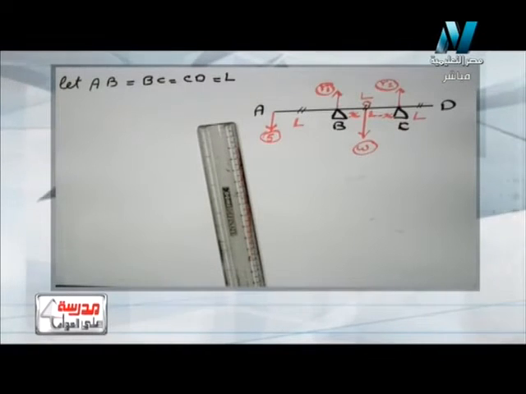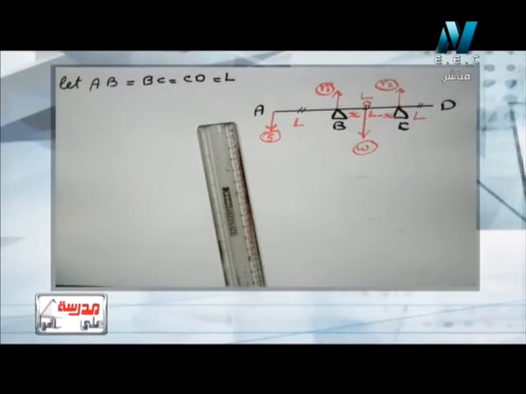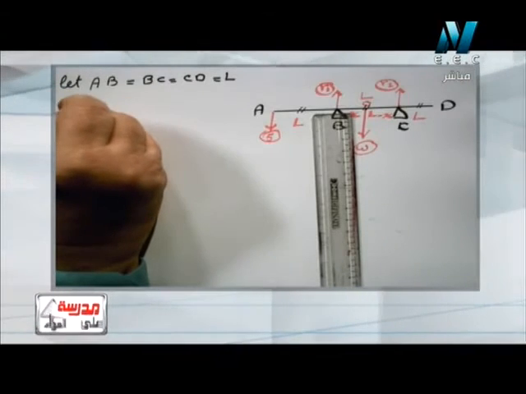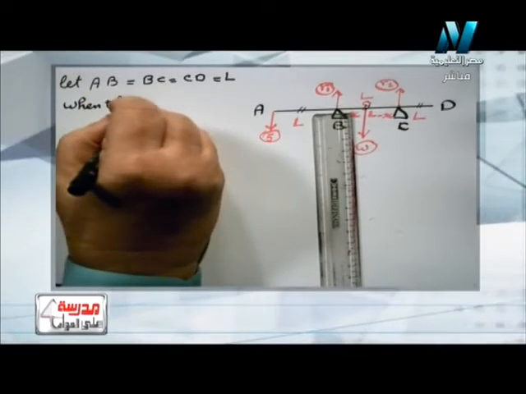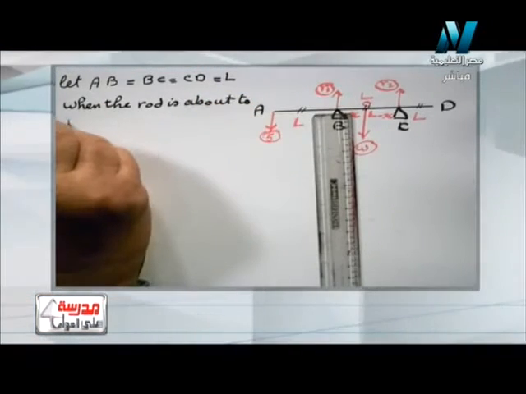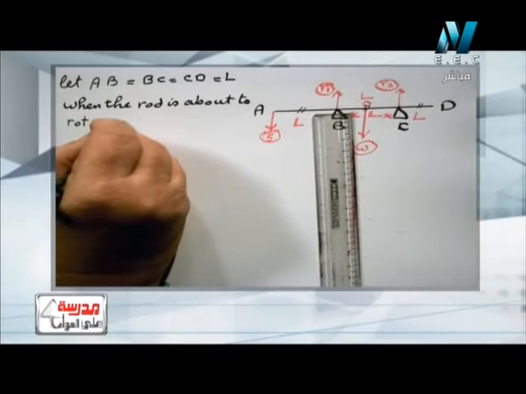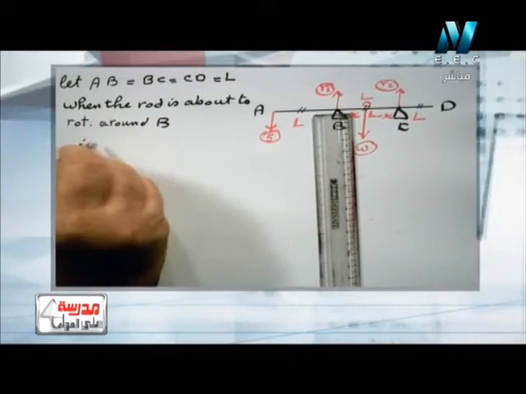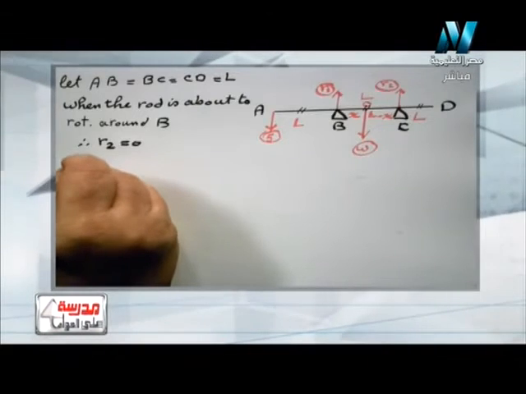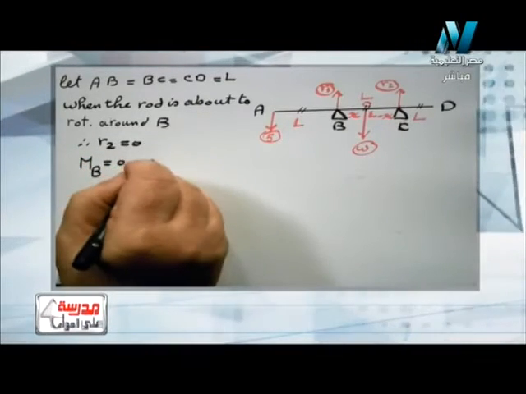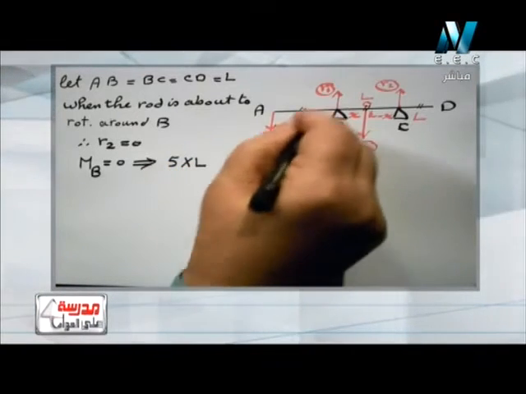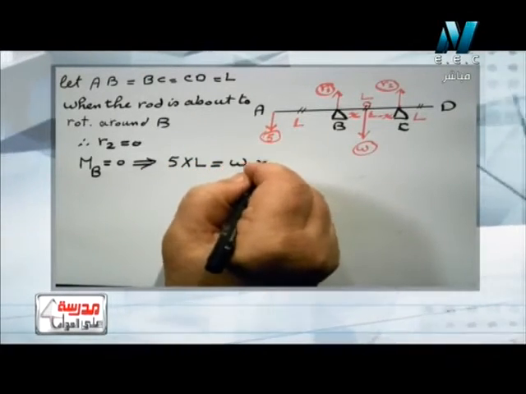وبعدين بيقول ايه؟ At A force 5, the rod is about to rotate around B. يبقى على طول when the rod is about to rotate about or around B, يبقى therefore R2 equals 0, and automatically moment at B equals 0, which have the equation 5 by L anti-clockwise minus WX يبقى equal WX. This number 1.